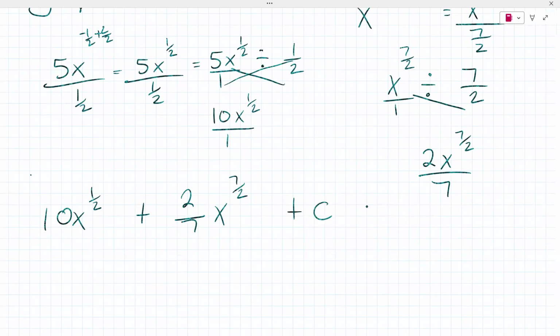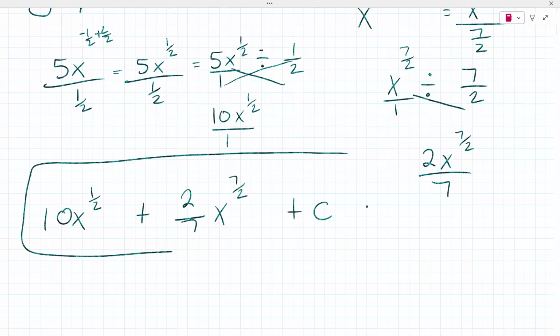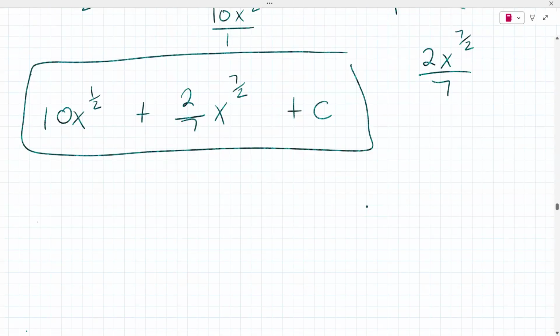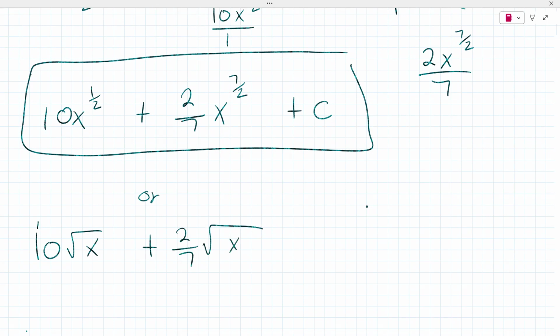So this is one way of expressing it. If you want to write it as a power, that's perfectly fine. Sometimes your teacher wants it in a radical form, so you can also write this as 10x to the 1/2, which is also 10 square root of x, plus 2/7 x to the 7/2, which is the same thing as 2/7 square root of x to the 7, plus c.